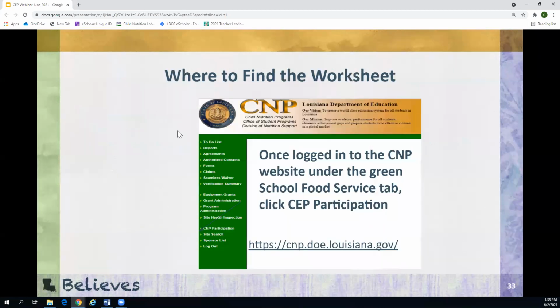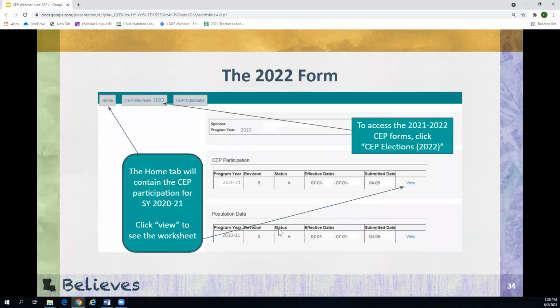So the worksheet is available under the green School Food Service tab. And from there, you click on CEP participation. At this point, we've been under that purple summer tab for the entire school year, so you may have forgotten where we normally keep the CEP worksheet, but it is under the green School Food Service tab. So you'll need to make sure that you're under that green tab to be able to find the CEP participation worksheet. And from there, you'll click on CEP participation.